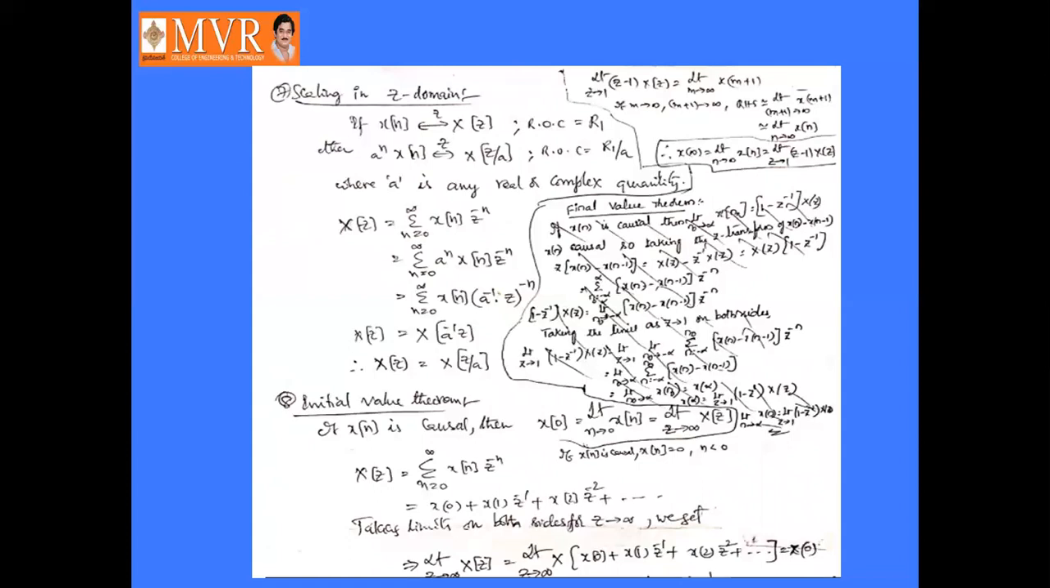Next, initial value theorem. If x of n is causal, then x of 0 equal to limit n tends to 0 x of n, that is equal to limit z tends to infinity x of z. Okay, if x of n is causal, x of n equal to 0 for n less than 0, right? So what is x of z? X of z equals sigma n equal 0 to infinity x of n into z power minus n, right? So it is equal to x of 0 plus x of 1 into z power minus 1 plus x of 2 into z power minus 2, right?